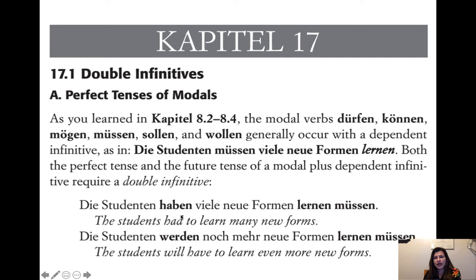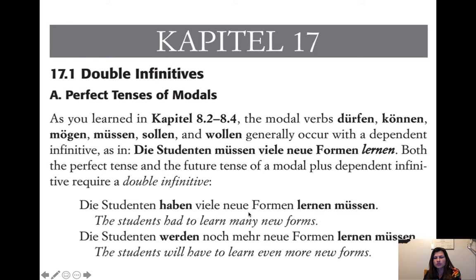But now we have haben in the second position, so müssen has been kicked all the way to the end of the sentence, and then lernen was at the end, but müssen is way at the end now, so then it ends up being second to last. So die Studenten haben viele neue Formen lernen müssen. The students had to learn many forms.